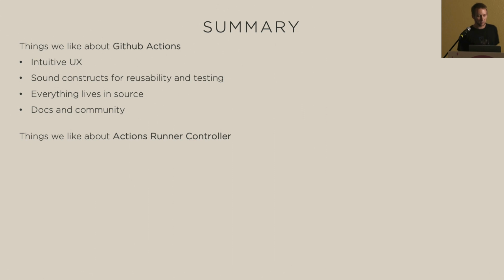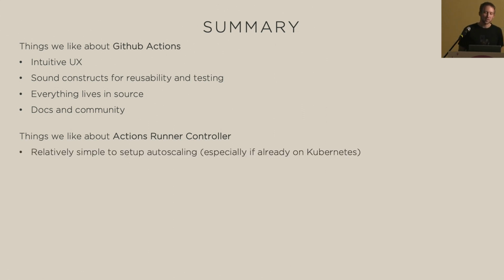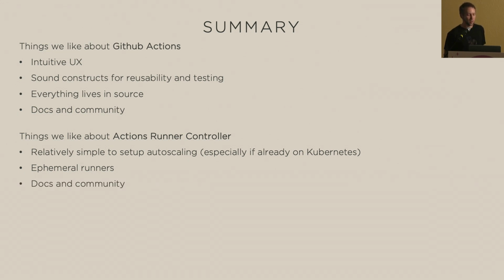Some things we like about the Actions Runner Controller. So it's relatively simple to implement autoscaling, especially if you're already using Kubernetes. You can get your own runners without using Kubernetes. There are some other options, but if you're already on Kubernetes, it's pretty straightforward. The runners are ephemeral, which is super nice because you're not leaving around state for the next job to trip over. The documentation and community have also been solid here.